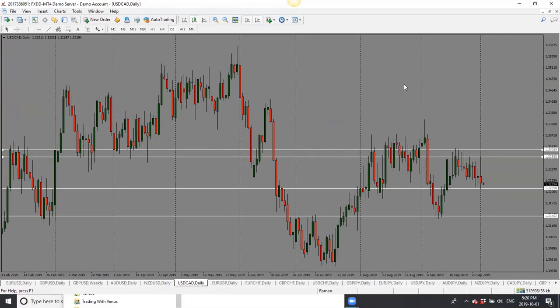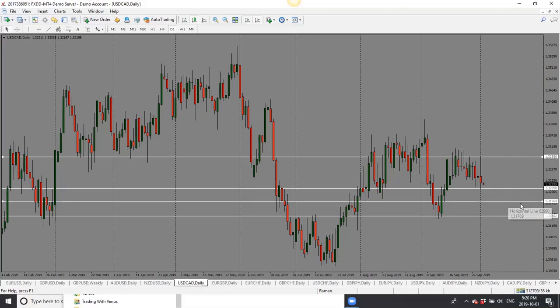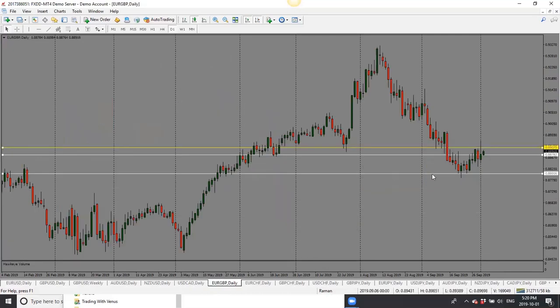But bias is to the downside, so we could see a drop through the support at 1.3200, and then a potential drop from there. So bias is bearish here. In terms of the target, the first target is 1.3180, second target 1.3140. So bearish bias for dollar CAD.